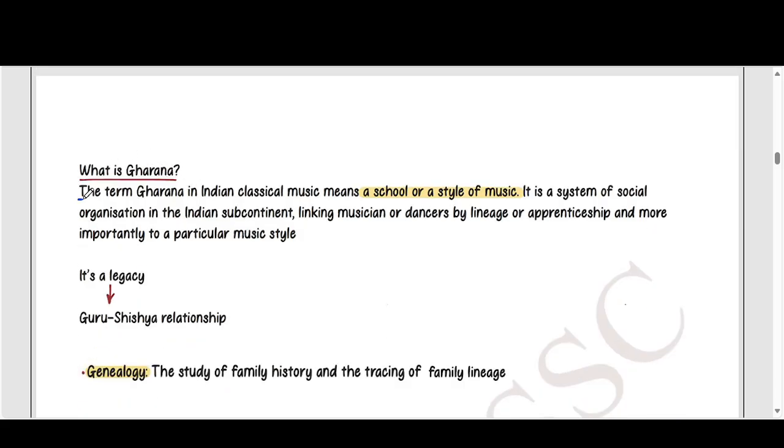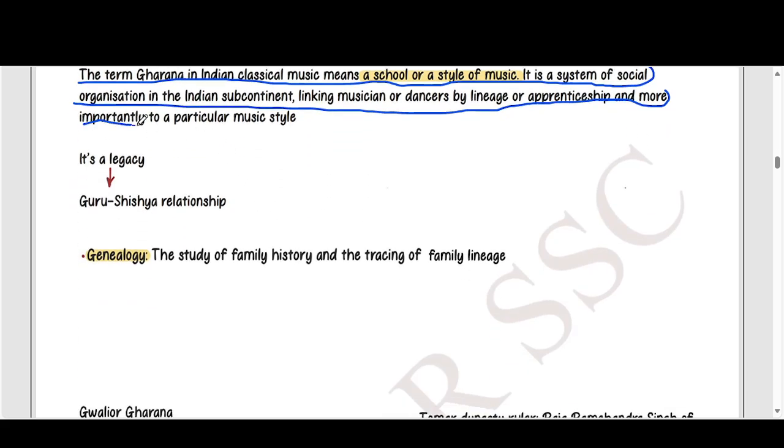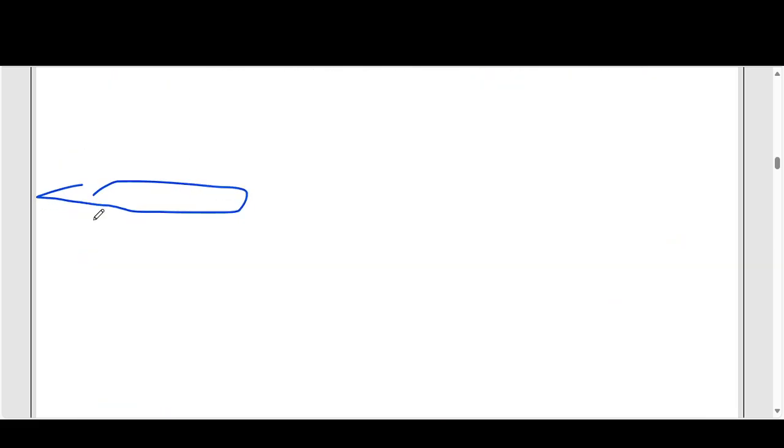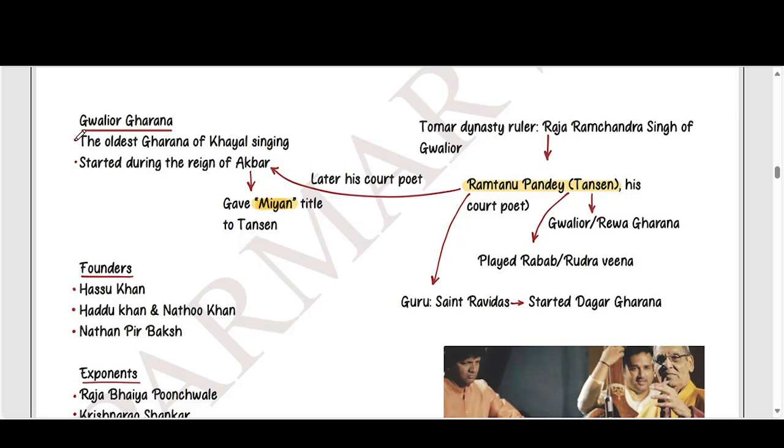What is Gharana? The term Gharana in Indian classical music means a school or a stage of music. Its system of social organization in the Indian subcontinent links musicians or dancers by lineage or apprenticeship, and more importantly to a particular musical style. Its legacy grew from the relationship of genealogy, the study of family and of family lineage. Gwalior Gharana, the oldest Gharana of Khayal singing, started during the reign of Akbar, who gave the Mian title to Tansen.